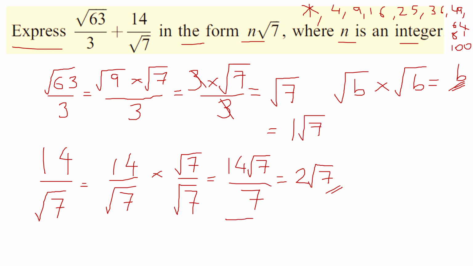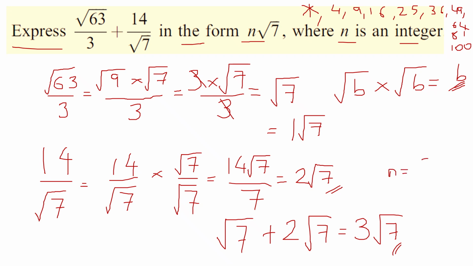So I'm now going to combine it. We've got root 7 plus another 2 root 7. Collecting like terms, that simplifies to 3 lots of root 7, so 3 root 7, where in this case n is equal to 3. And that is simplifying surds involving rationalizing the denominator, from GCSE.